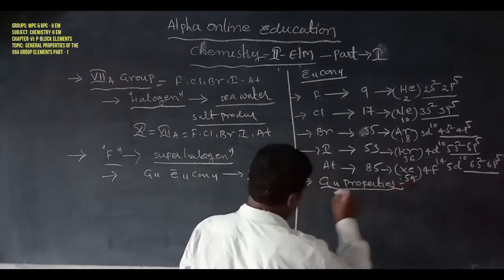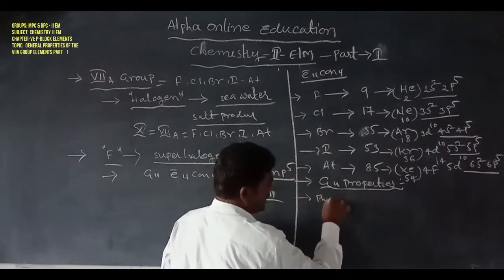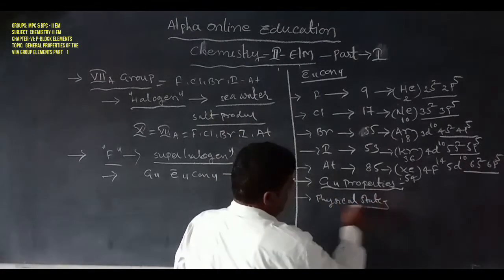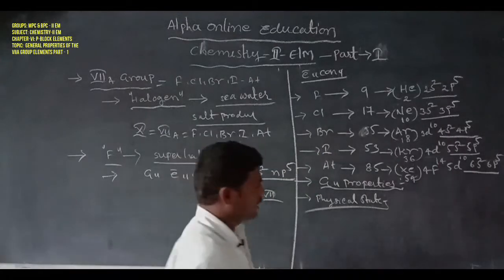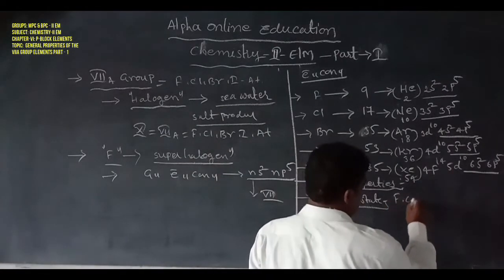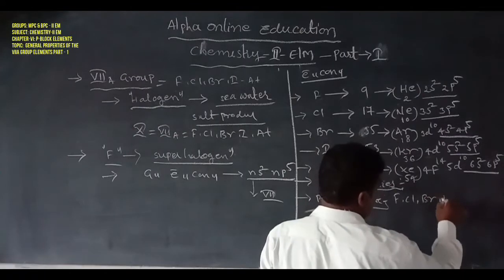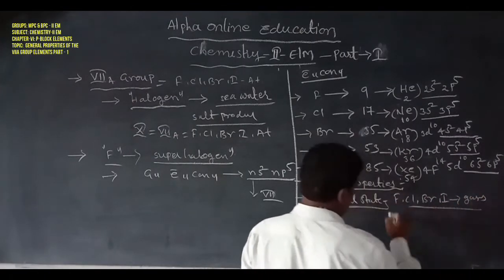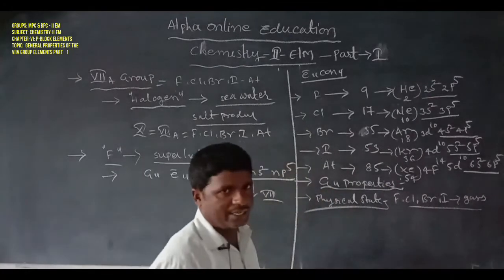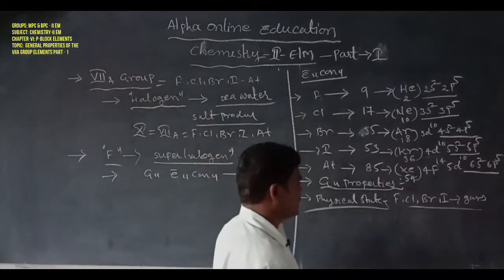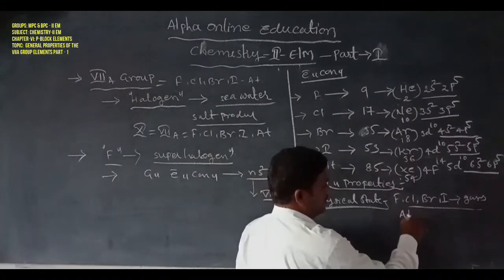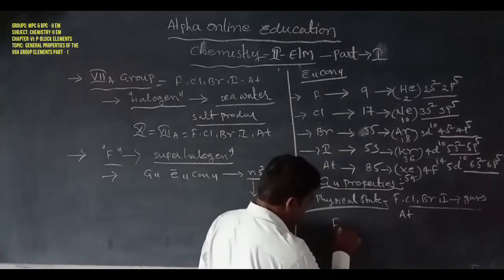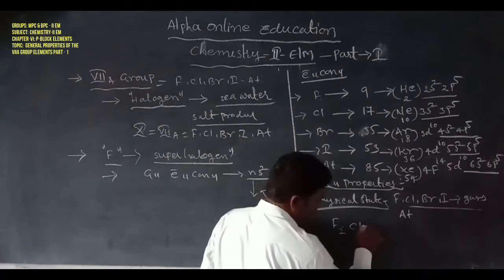the 7th A group elements. First one, physical state. In the 7th A group elements, fluorine and chlorine are gases, F2 and Cl2.